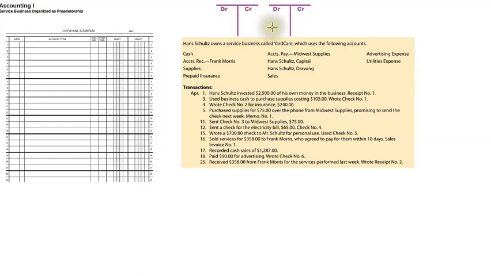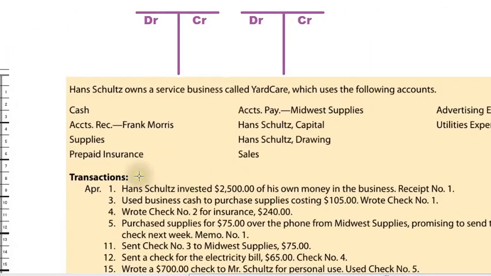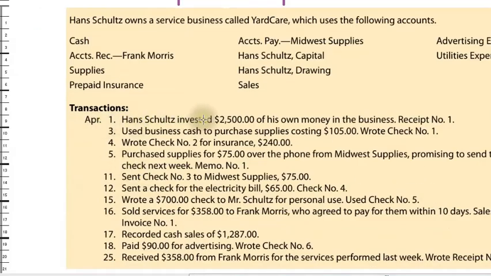Okay, on top of it I have some T accounts. Right, T accounts are very useful for us to analyze transactions. Okay, so without talking too much, let's go ahead and do it. Alright, April 1, Hans Schultz invested 2,500 of his own money in the business, receipt number 1.